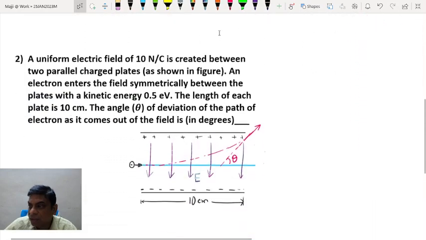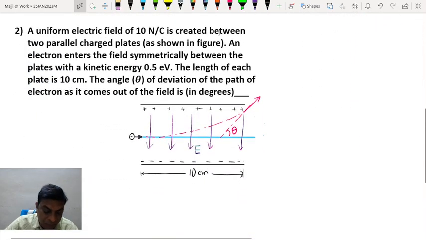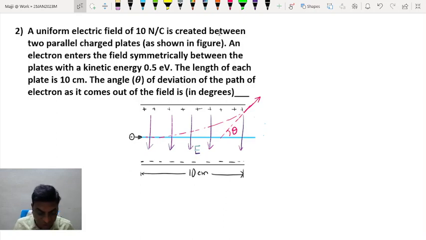Moving on to the next question. A uniform electric field of 10 Newton per coulomb is created between two parallel charged plates. An electron enters the field symmetrically between the plates with kinetic energy 0.5 electron volt. The length of each plate is 10 cm. Find the angle theta of deviation of the path of the electron.